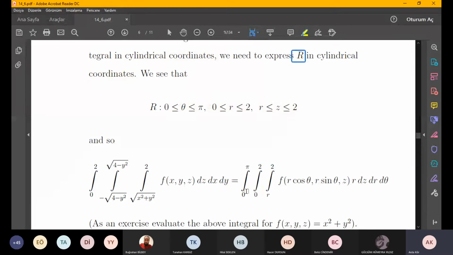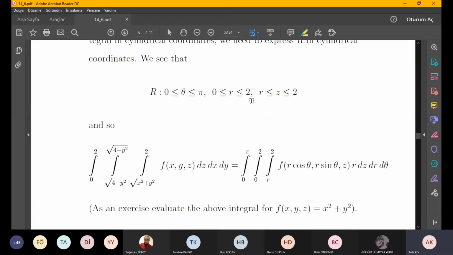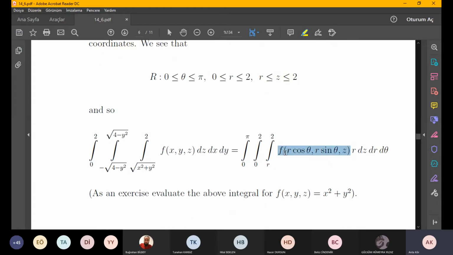So now it is the only thing you need to find, to write down the function in terms of r, theta, and z. So you write the boundaries, z boundaries, r and theta respectively here.